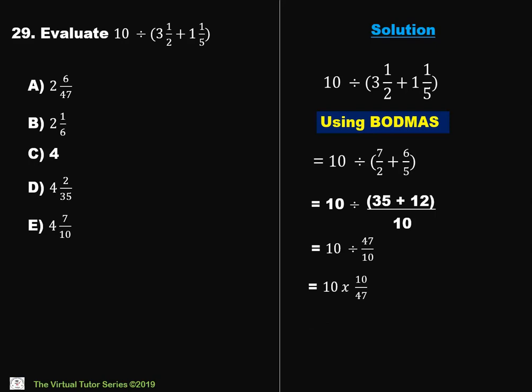10 times 10 is 100. So we have 100 over 47. This can further be expressed as 2 whole number 6 over 47. Therefore, the correct answer is option A.